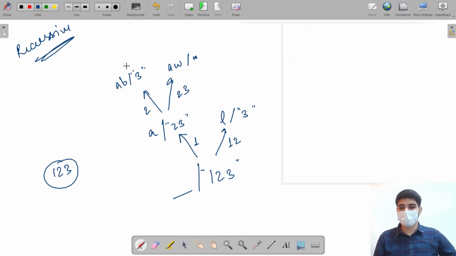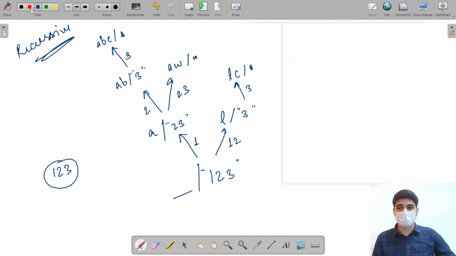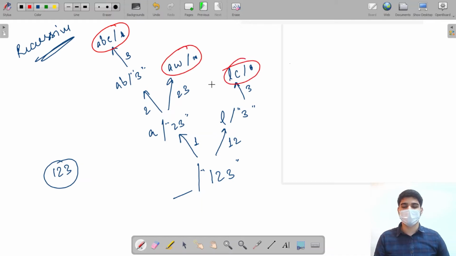From here, I have just a single option to get just a single character, as the size is 1 itself. So I would call from 3, I would get A, B, C over here with nothing, right? Now if we come over here from L also, there is a single possibility if we call from 3, which is LC. So at last we would have ABC, AW, and LC, right? Which are the 3 encodings that we get for the number 1, 2, 3.